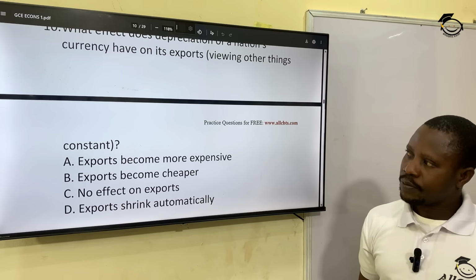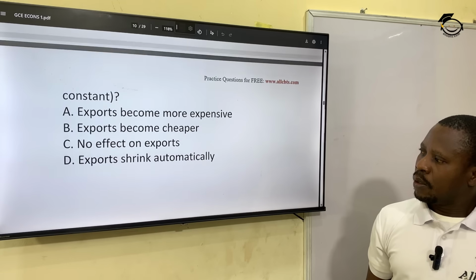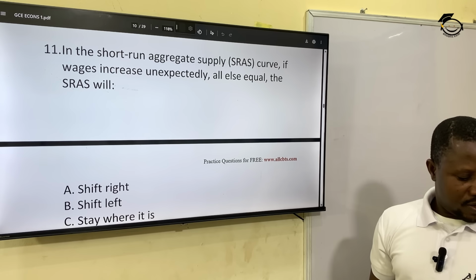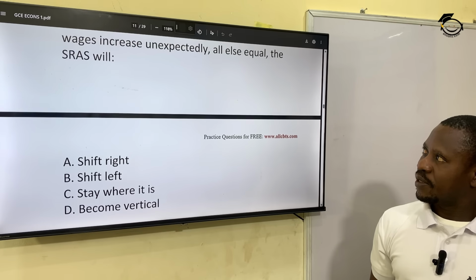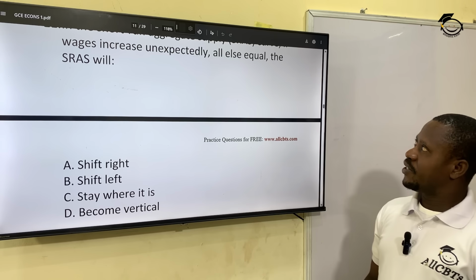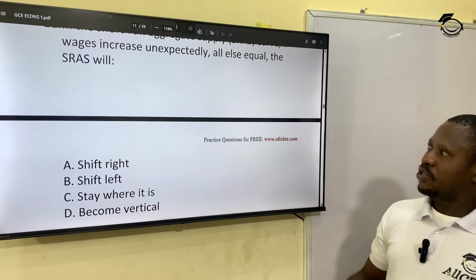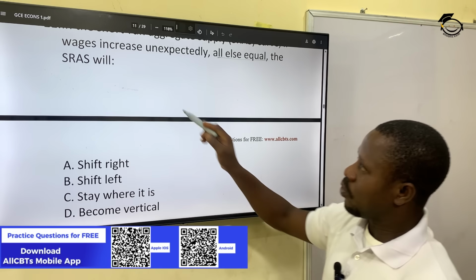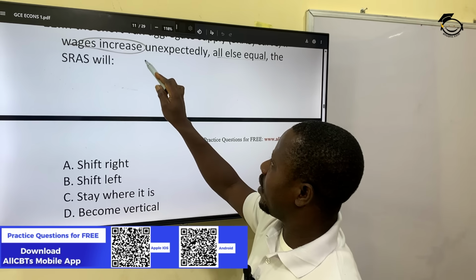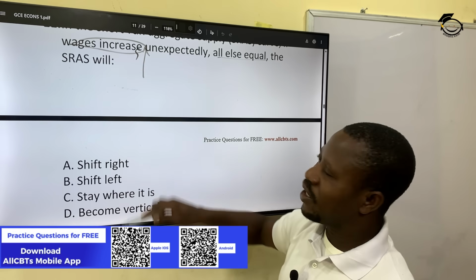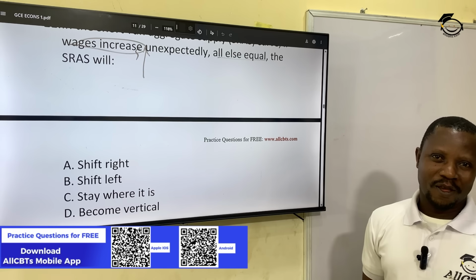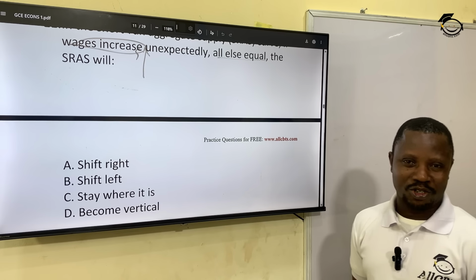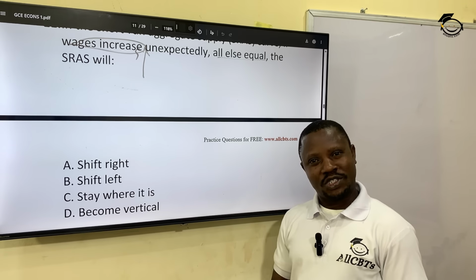The next question. In the short run, aggregate supply, SRAS, if wages increase unexpectedly, all else equal, the SRAS will... This all else equal means ceteris paribus, if all other things are equal. When your wage, your salary suddenly increases, what do you think will happen? Naturally, what will happen? You are going to make more demand, you are going to buy more, your taste will change, your fashion will change, your consumption will change.